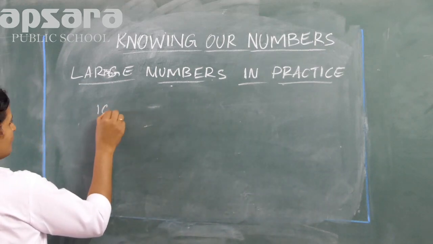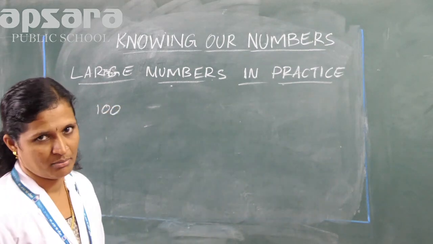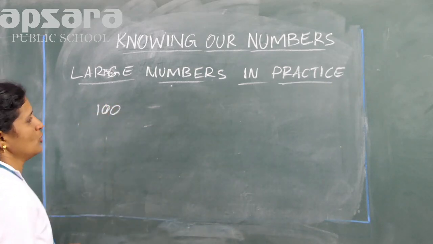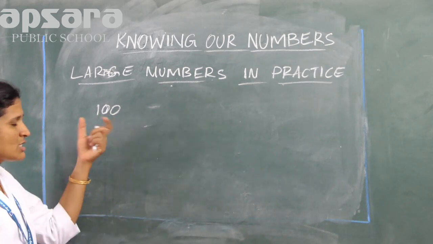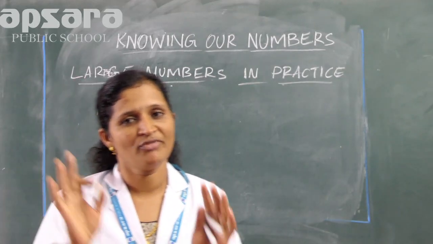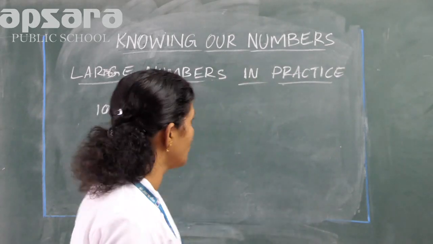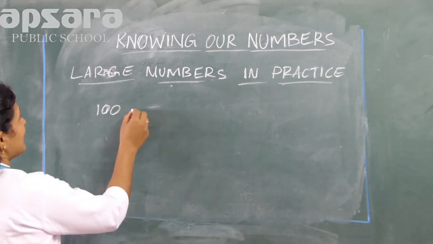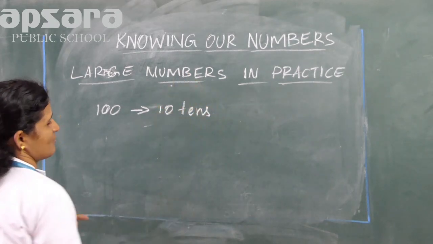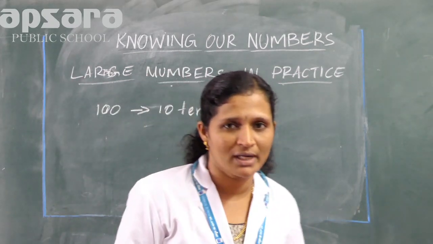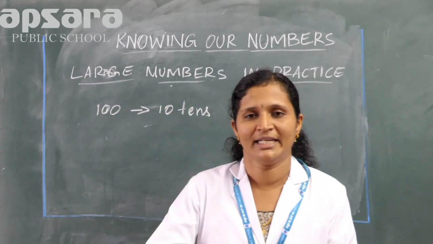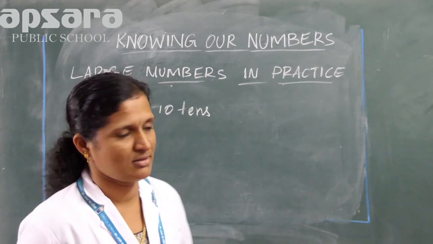100. 100 is not a large number. So still, I take this example to make you clear about this. Okay, 100. If I ask a question, how many tens are there in 100? I know everyone will answer that question, right? 10 tens. Why? Because this we studied in the lower classes. From first standard we started studying the number of tens in 100, 10 tens, right? So easily we will answer.